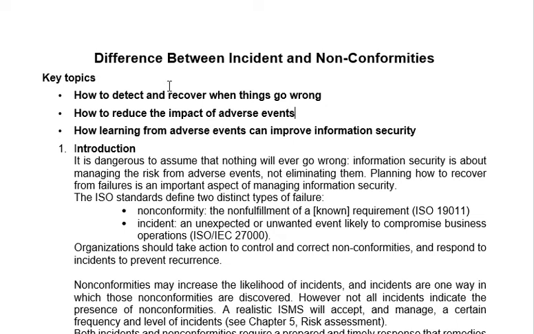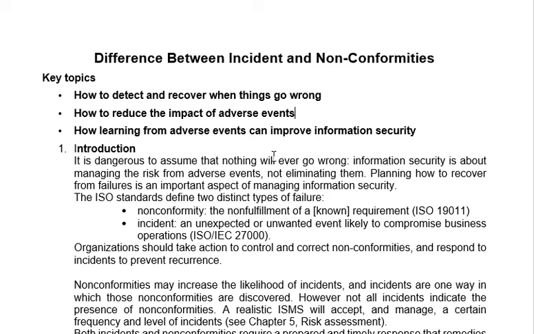So in key topics, what we are going to cover today is how to detect and recover when things go wrong, that is called an incident. How to reduce the impact of an adverse event, that is again an incident. How learning from the adverse event can improve information security. These are the three key topics we are going to cover today. Apart from this, we are also going to cover what actually non-conformity is. So let's set up the agenda of today's topic.